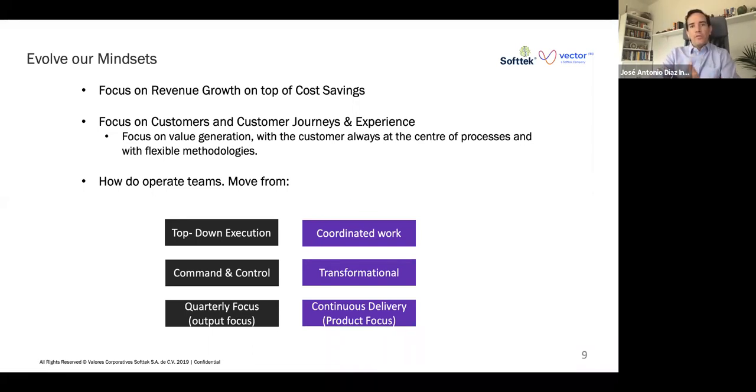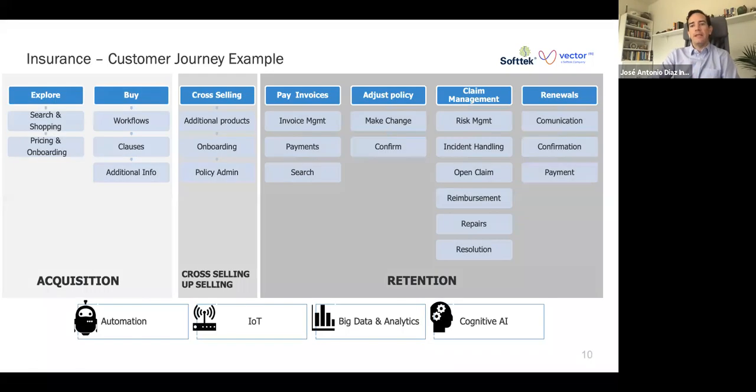Let me move towards the customer journey, and I'll give you an example. In this case, it's going to be an insurance example, a customer journey of buying insurance. Here you see three buckets: acquisition, retention, and cross-selling and upselling. And you will see different processes. When you buy insurance, you explore the insurance options, then you buy it. It could be life insurance, house insurance, health insurance.